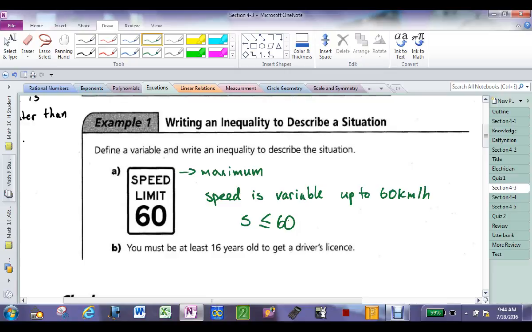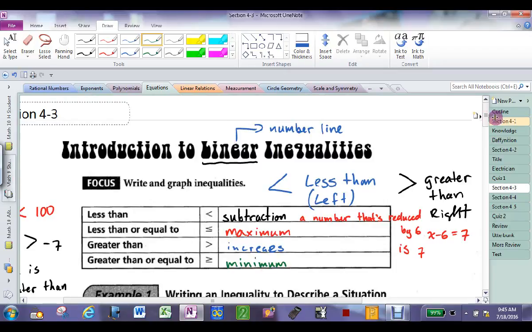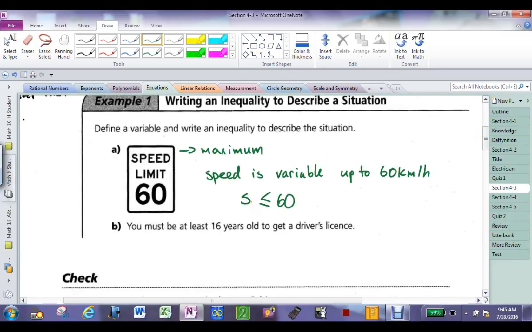In reality, are there any restrictions on the letter S? Meaning, are there any numbers it cannot be? Like what? 61. Anything over 60, we've already covered that. Are there any other real life restrictions on it? You're on the right track. No, I mean in reality. I call your attention to the very first note we wrote today, the number line. Oh, it can't be a negative. Can't be a negative.